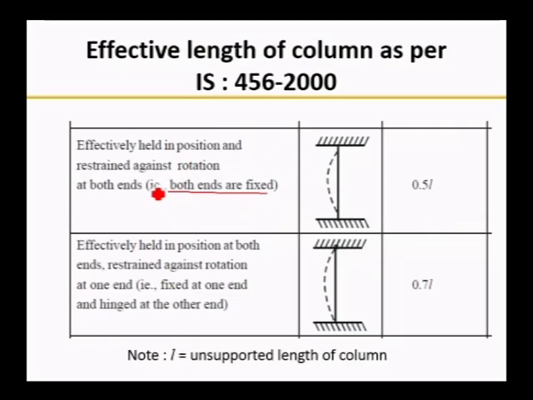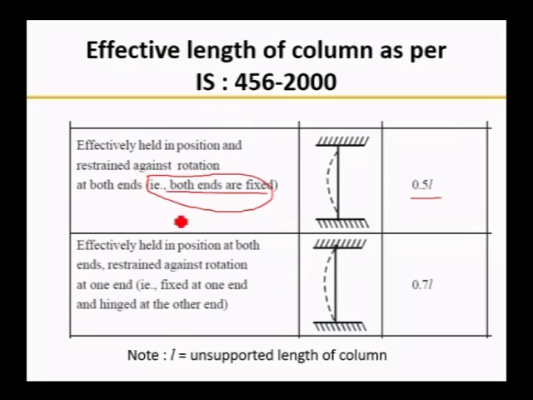In problems they will not mention both ends are fixed. They will give the condition, effectively held in position and restrained against rotation at both ends. Then you should understand it is both ends fixed. When both ends are fixed, the effective length is 0.5 L, where L is the unsupported length, the distance from the ceiling to the bottom of the floor. That is multiplied by 0.5 and you get the effective length of the column.